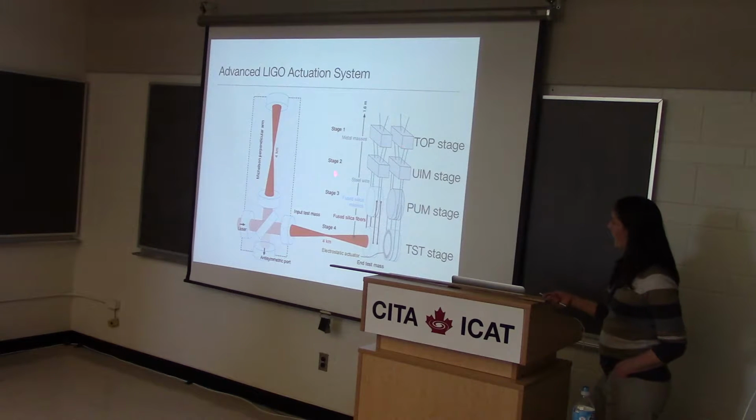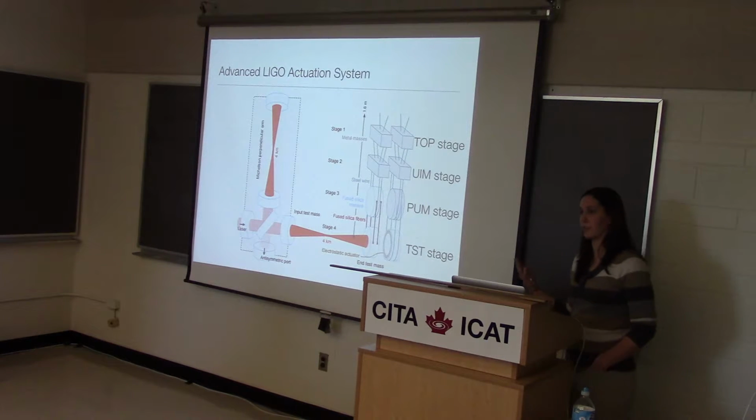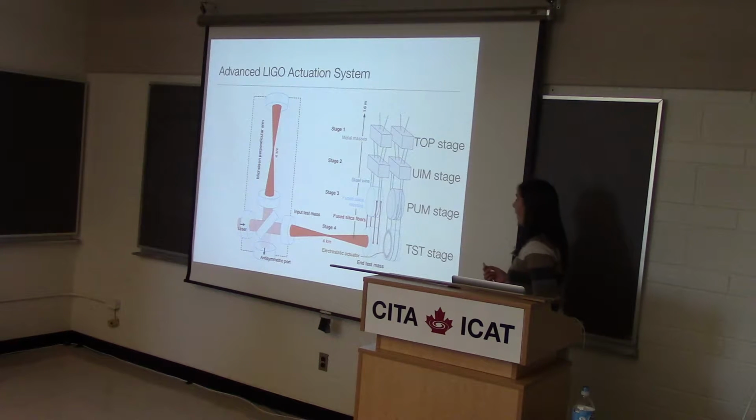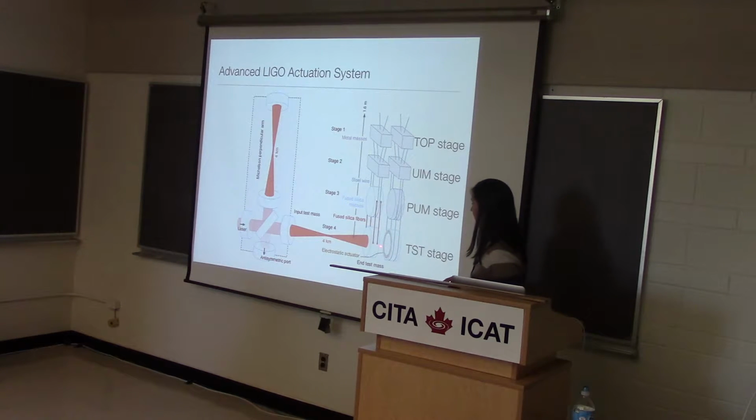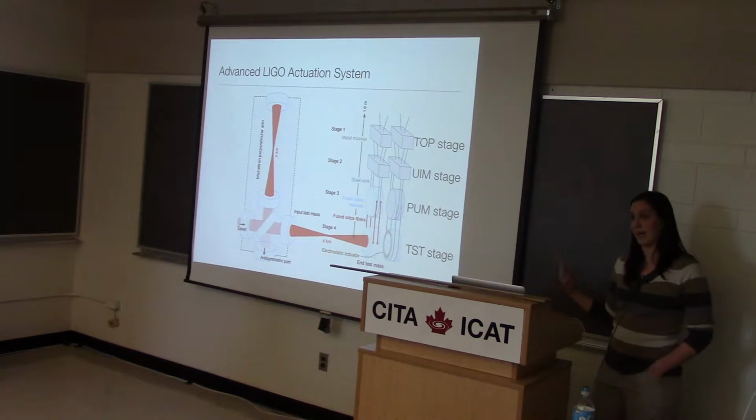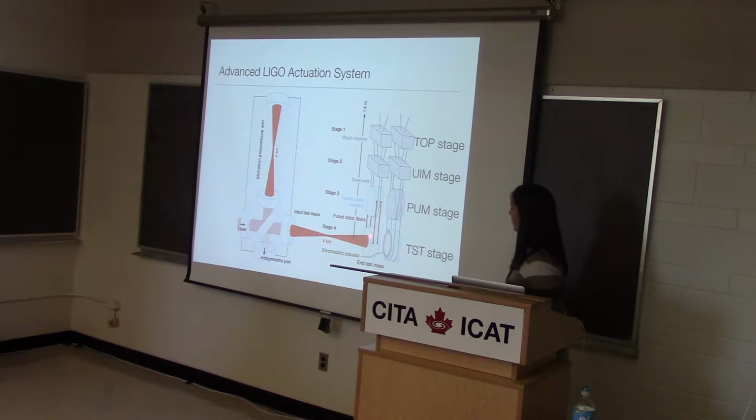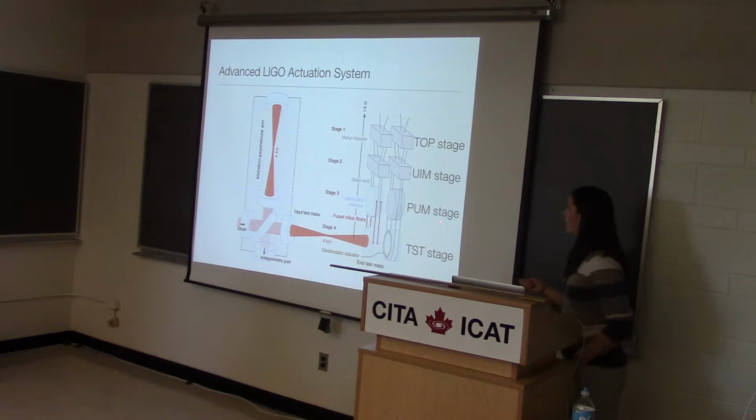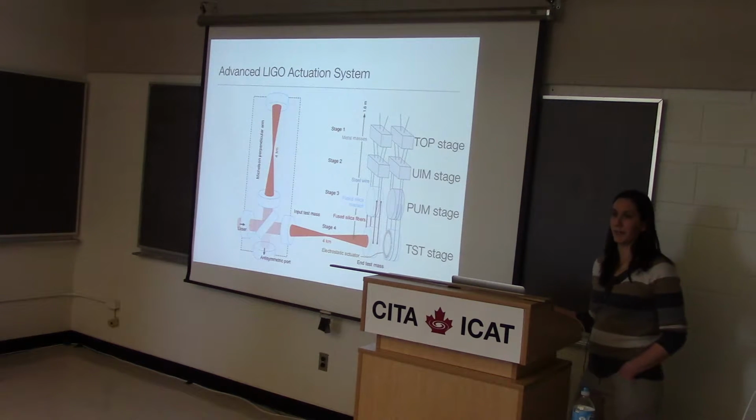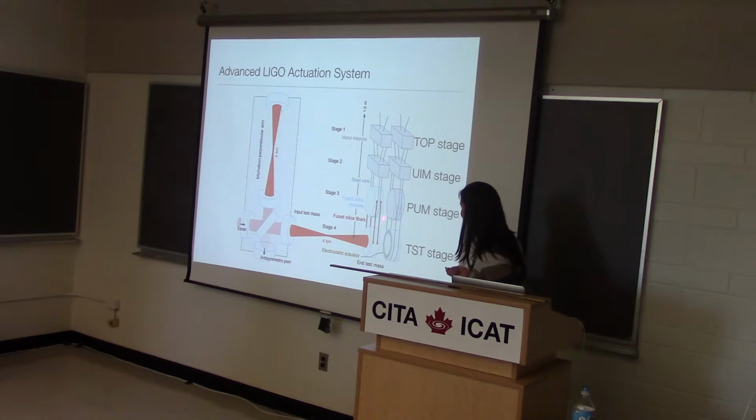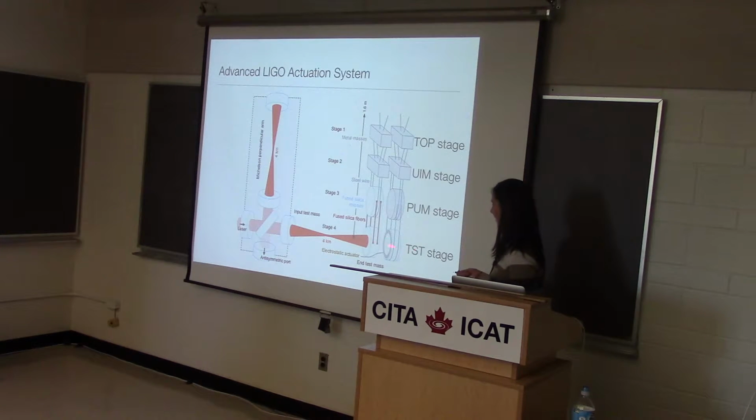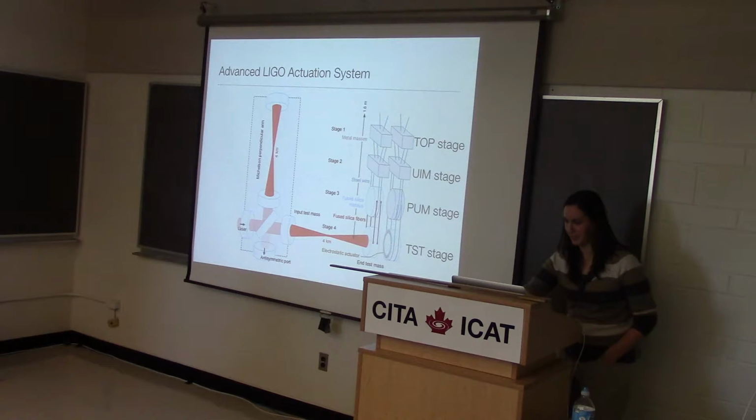On the UIM and the PUM stage, we have electromagnetic coil drivers as our actuators, which is the same actuation system we used in initial LIGO. And on the TST stage, the bottom stage, new to advanced LIGO is an electrostatic actuation. Our bottom two stages are fused silica masses connected by fused silica fibers, and our top stages are metal masses connected by steel wire. That about exhausts my knowledge of the LIGO actuation system. But the important thing to note is we've got an electrostatic drive on the bottom stage, which is going to come up in a minute.